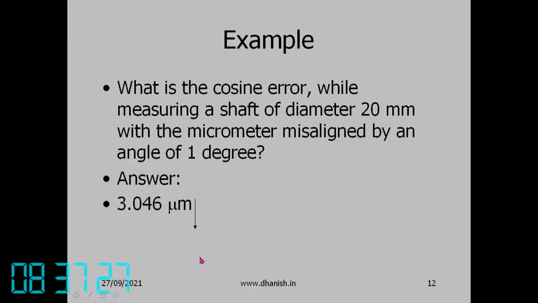So just note the value of the cosine error. How much is the cosine error? For a misalignment of 1 degree, with the object being about 20 mm, cosine error is about 3 microns. Okay, a micron is 10 raised to minus 3 mm or 10 raised to minus 6 meter.